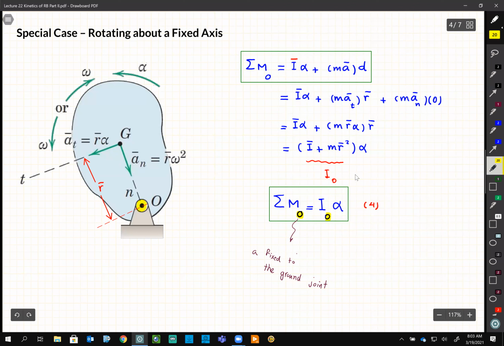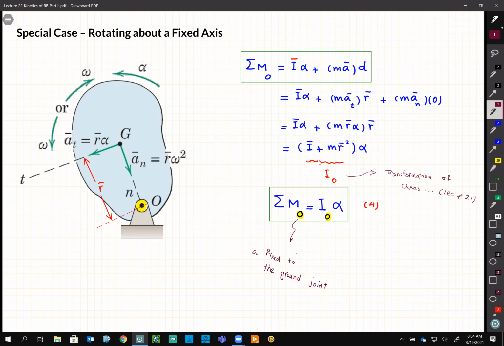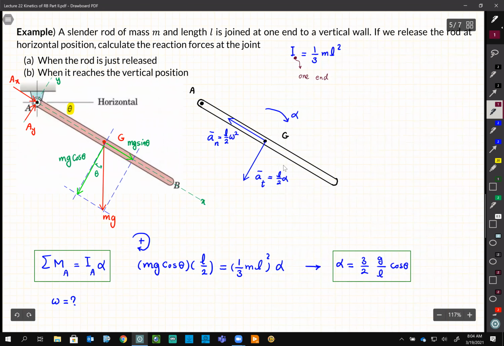And we proved why it is true because of the parallel axis theorem, right? Which we know is because of transformation of axis, which we talked about in lecture, I believe 21 or maybe 20. So, and then we started solving this problem to explain the physics.